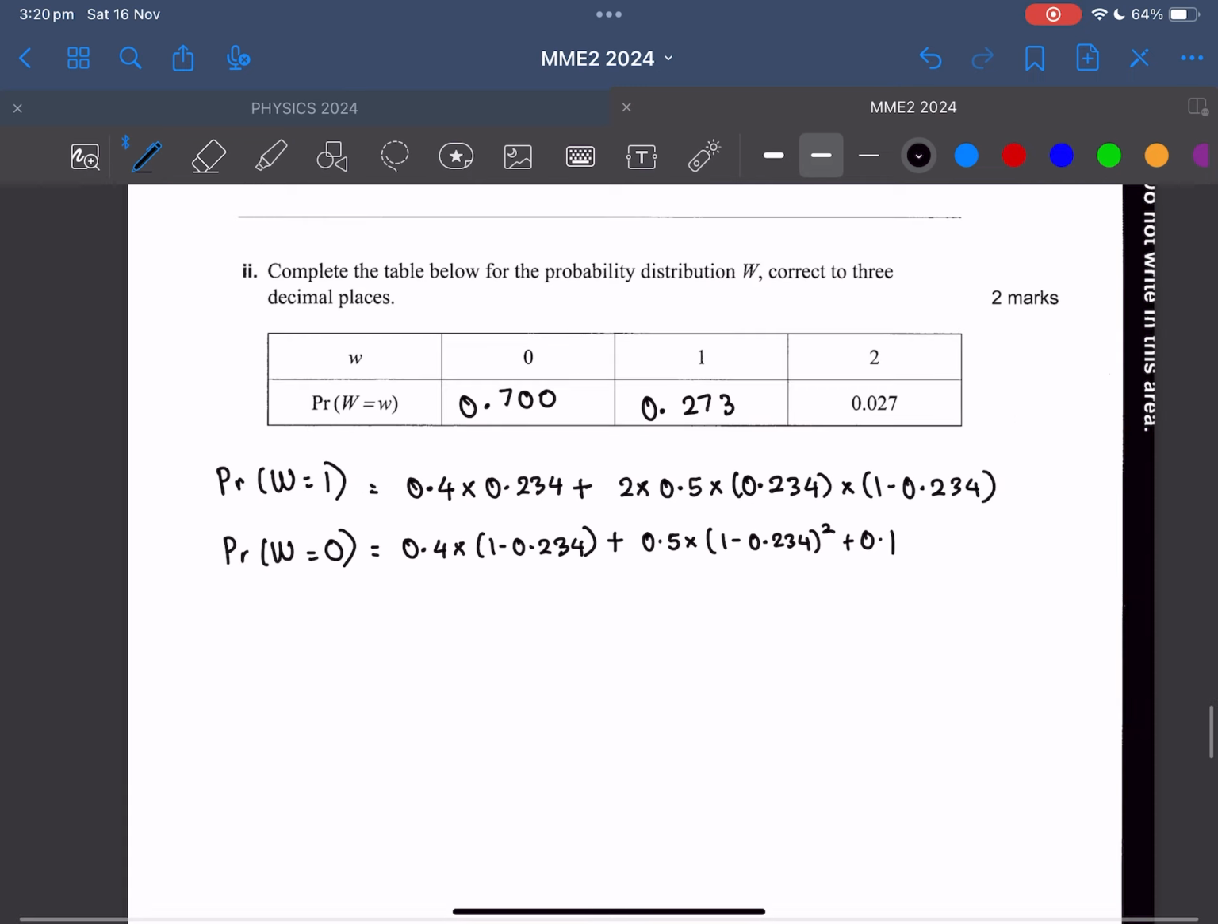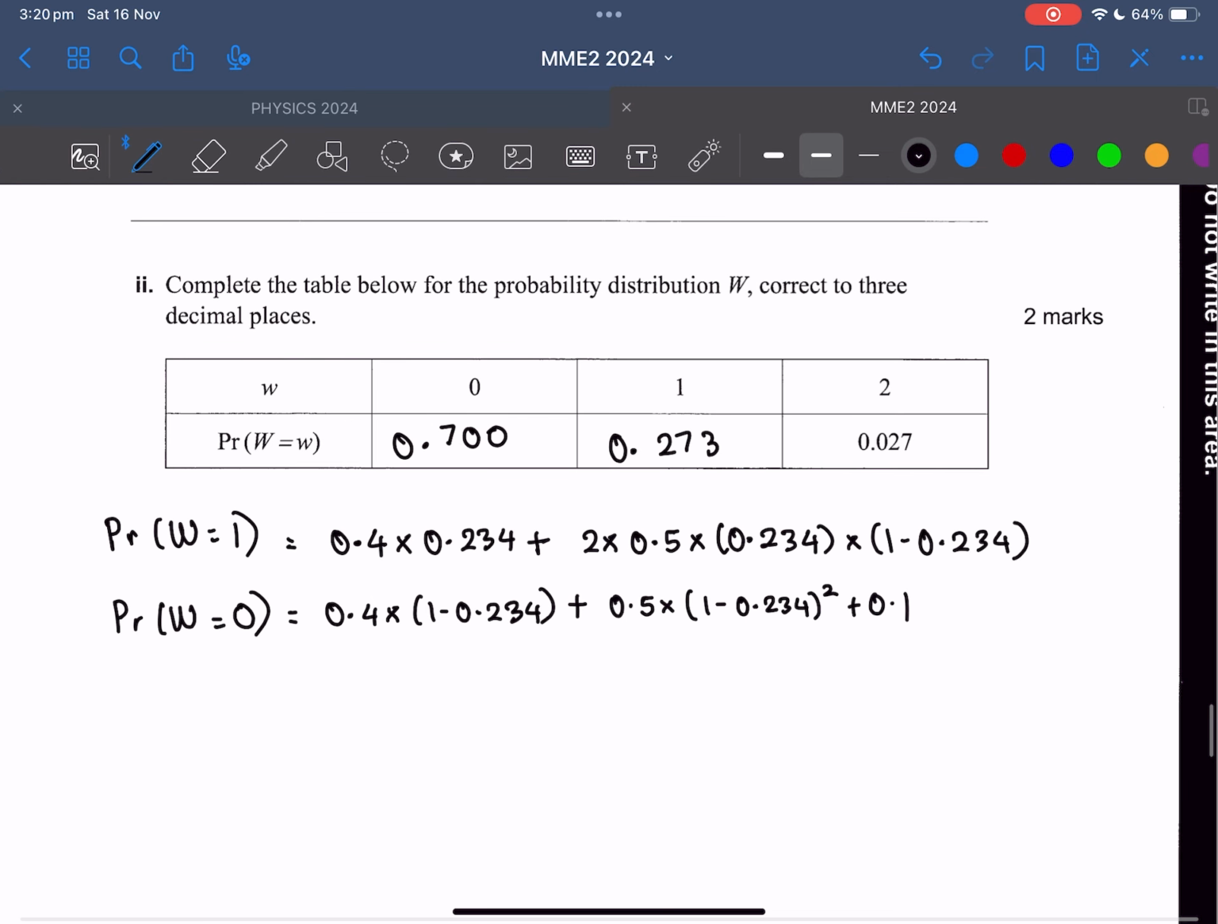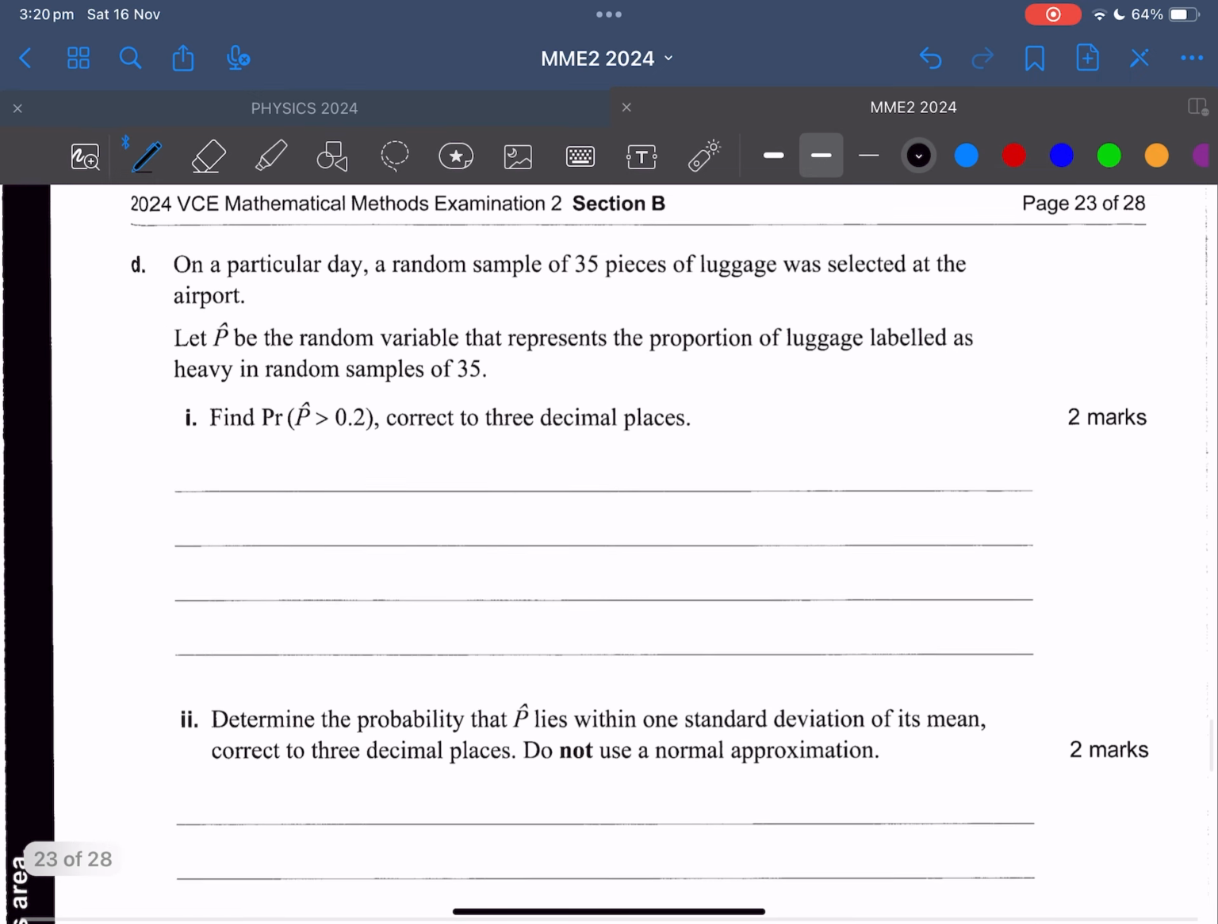0.700, because it's asking for 3 decimal places. Okay? Hopefully all of this makes sense. Alright? So let's move on to the next question.